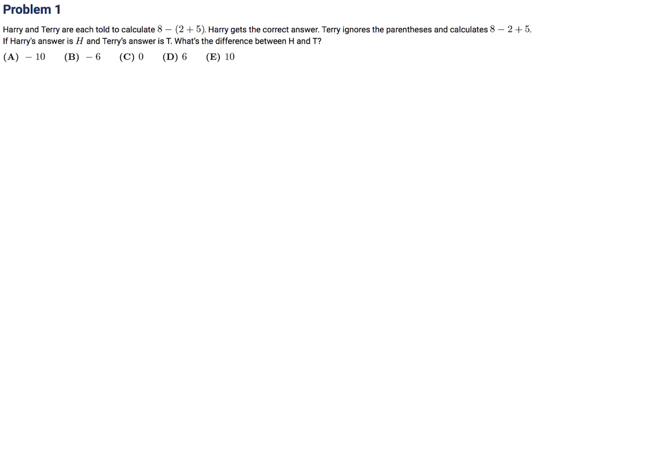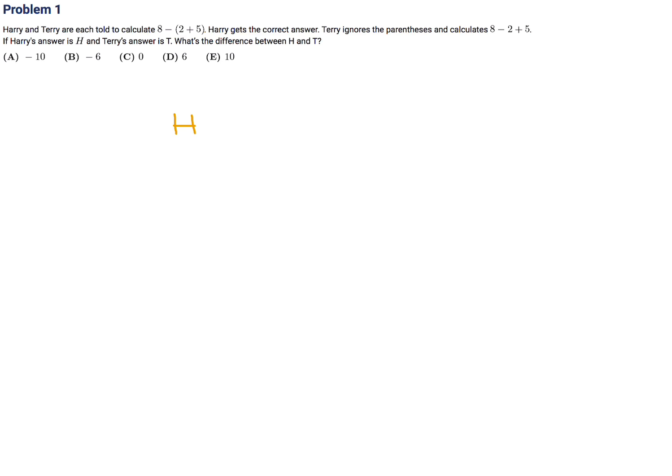Harry and Terry are each told to calculate 8 minus (2 plus 5). Harry gets the correct answer. Terry ignores the parentheses and calculates 8 minus 2 plus 5. If Harry's answer is H and Terry's answer is T, what is the difference between H and T?